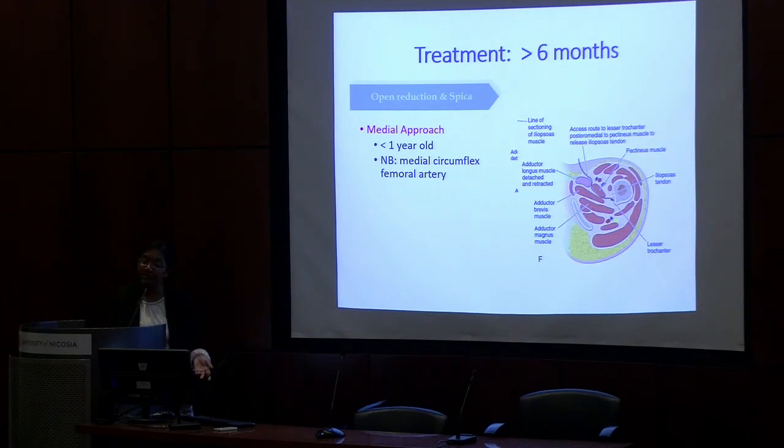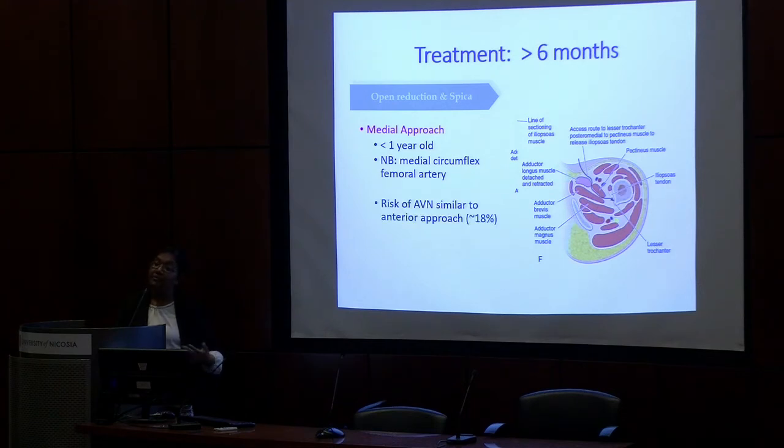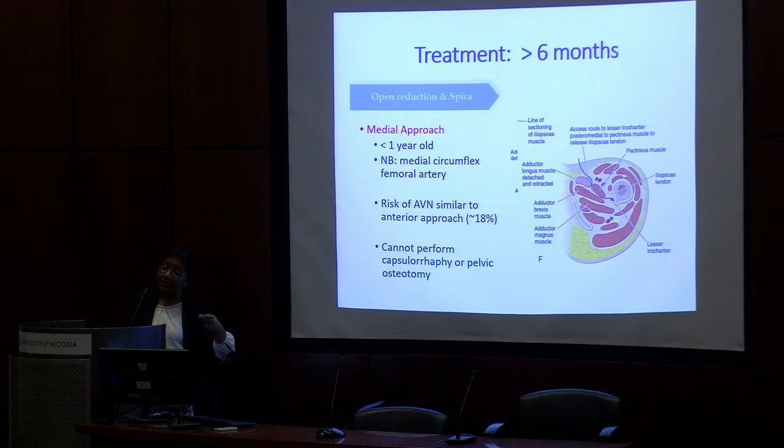In the past, it was thought that there was a higher risk of AVN with the medial approach, but more recent studies have shown that the risk is approximately the same, about 18 to 19%, whether you do a medial approach versus an anterior approach. The downside of doing it this way is you can't really get to the capsule to tighten it if you want to, and if they're older, you can't get to the pelvis to do a pelvic osteotomy if they need.